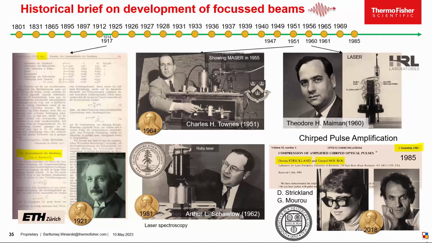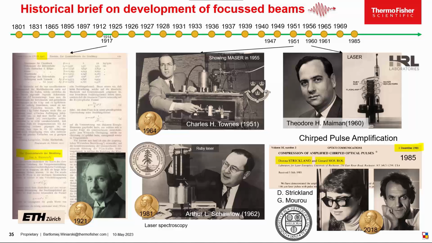Albert Einstein, while probably working at ETH Zurich at the time, laid the theoretical basis of the lasers. His work was published in 1917. Einstein received the Nobel Prize in Physics in 1921 for his services to theoretical physics, and especially for his discovery of the law of the photoelectric effect.